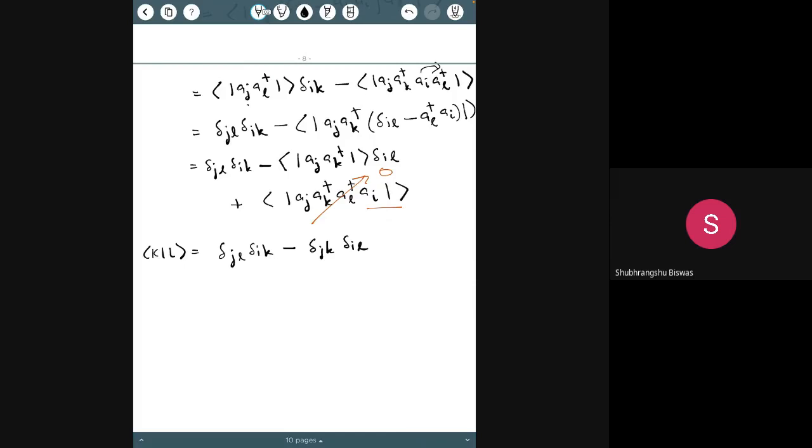The first term vanishes. Delta JL, delta IK. No, it's there. Okay. And this is again, only J can be equal to K. That's all because you are creating in a vacuum. You're only creating K, so you can only destroy that one. You cannot destroy something else. So you get an expression in terms of delta functions.